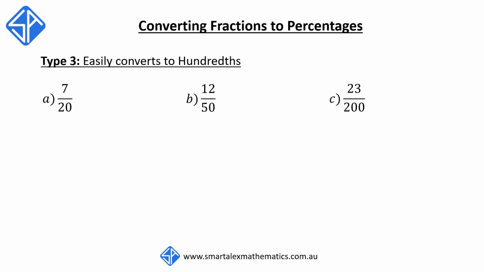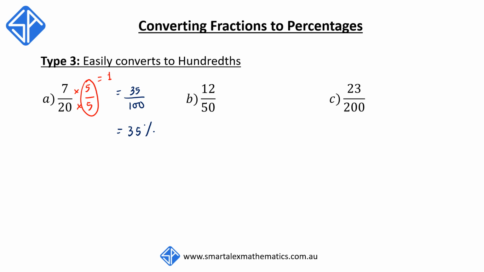The third type are fractions which easily convert to hundredths. In other words, we can easily make the denominator of the fraction equal to 100. For example, A, we've got 7/20. We can multiply the top by 5 and the bottom by 5. Now remember, when we multiply the top and the bottom by the same number, 5 on 5 in this case is equal to 1. And when you're multiplying anything by 1, you're not changing the value. So for this one, 7 times 5 will give us 35 on top. 20 times 5 will give us 100 on the bottom. So we have 35 out of 100, which translates to 35%.